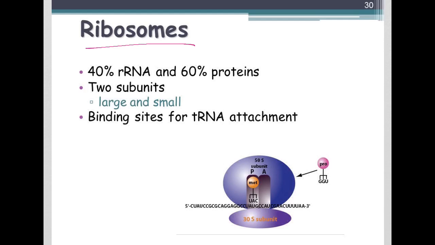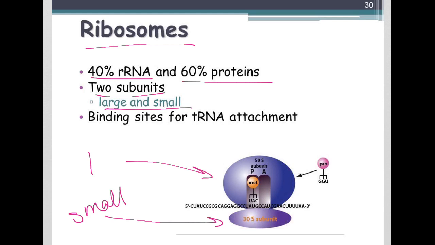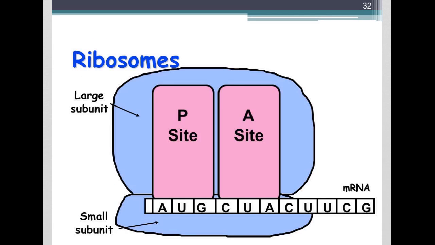Speaking of ribosomes, ribosomes are about 40% ribosomal RNA and 60% proteins. They consist of 2 subunits, a large and a small subunit, so obviously that's the small subunit and this one is the large subunit. And within the ribosome, there are binding sites for tRNA attachment as well as a place for the mRNA to lie within the ribosome.